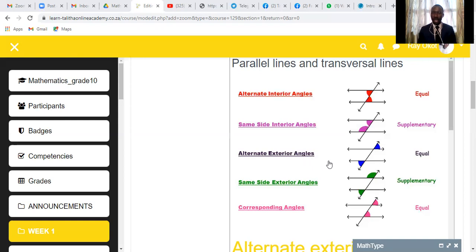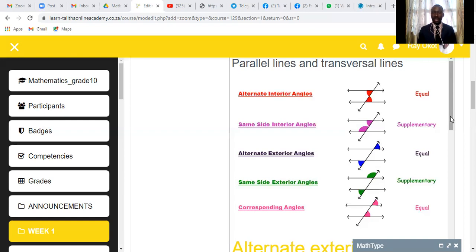Alternate exterior angles are indicated by these blue shadings here. The property that we have is that alternate exterior angles are always equal to each other. For example, if this is 50 degrees, the other one is also 50 degrees. If this other one is 60 degrees, then this other one is also 60 degrees. That is what we would like to have for our discussion of alternate exterior angles.